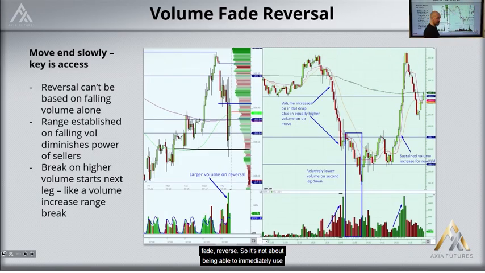It's not about being able to immediately use that spike of volume to get short, to get into a counter trade, long in this instance, but it's about seeing that fading off of volume that says to you the reversal potentially could be on, and you've now got to find the entry point for that reversal.